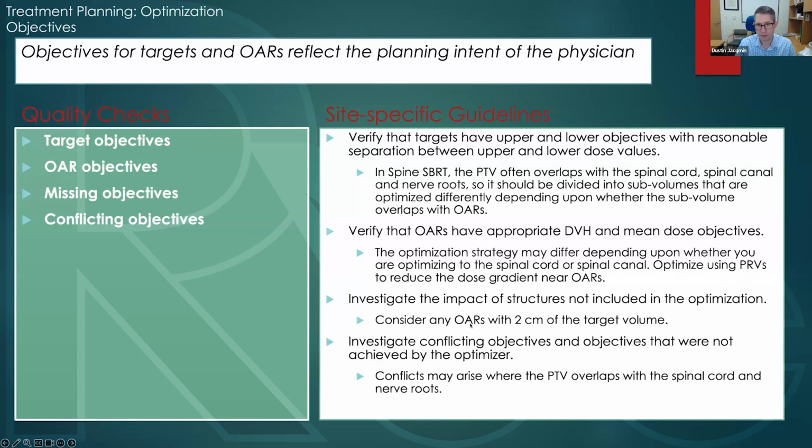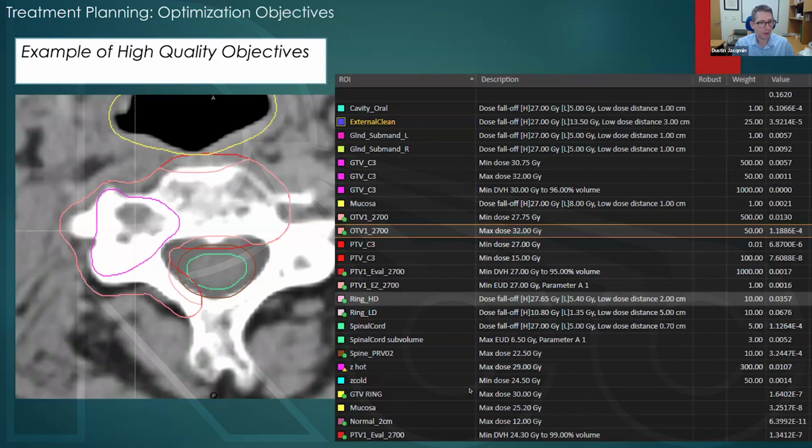Again, when you're looking at things in the optimizer, we want to make sure anything within 2 centimeters of the target volume is included in the optimization. And again, we want to be screening for conflicts. If the dosimetrist or the planner doesn't divide the PTV evenly into pieces, you'll have some conflicts that need to be managed, and that can make it more difficult to come up with a good plan. So I wanted to give a good example and then an example that could be improved.